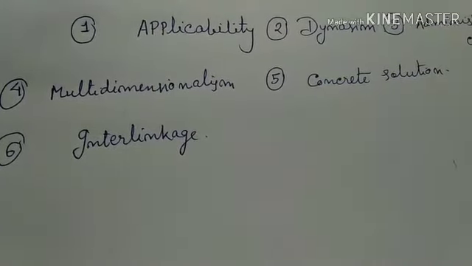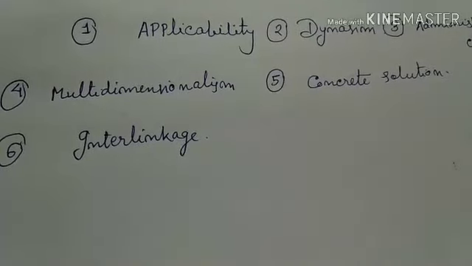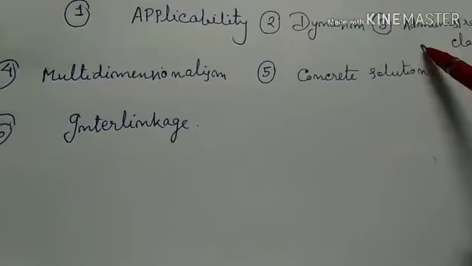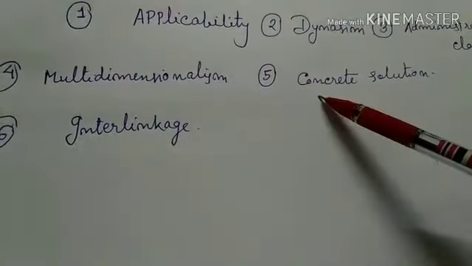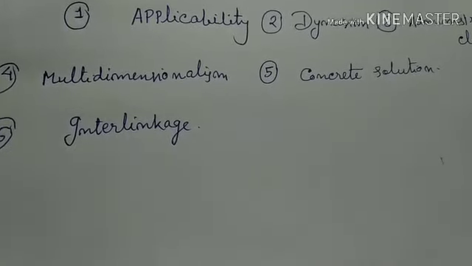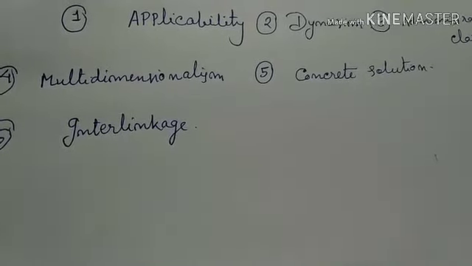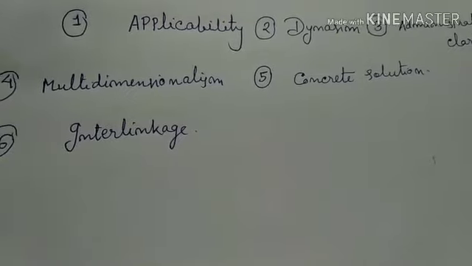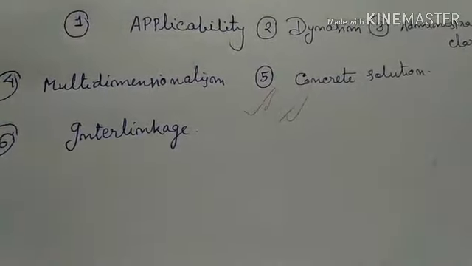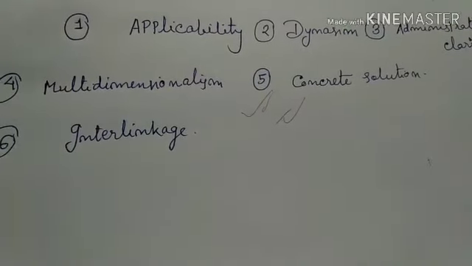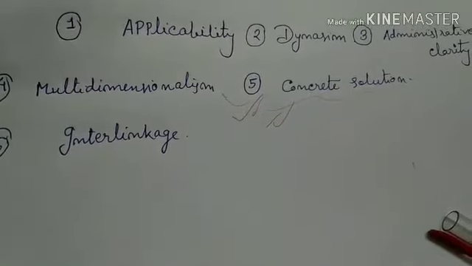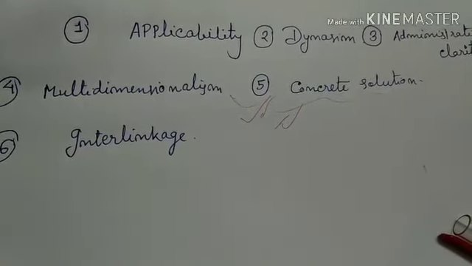The important characteristics of public administration in the perspective of the present scenario are applicability, dynamism, administrative clarity, multidimensionality, concrete solution, and interlinkage. These are some aspects of public administration in the present time, and these are the points which we have to cover in our answer. That means we have to take these points as a model formula while writing answers to get good marks.